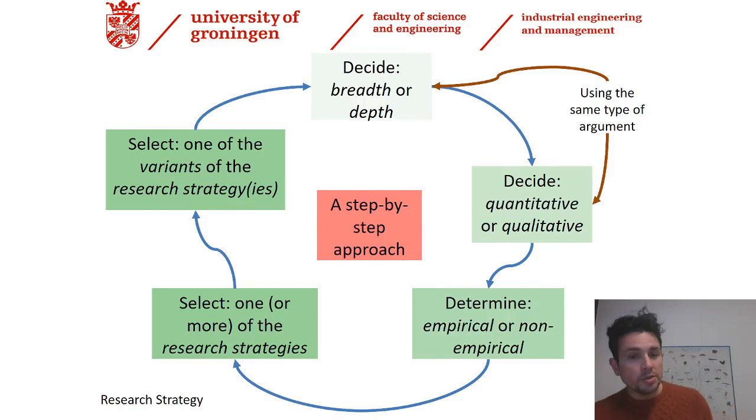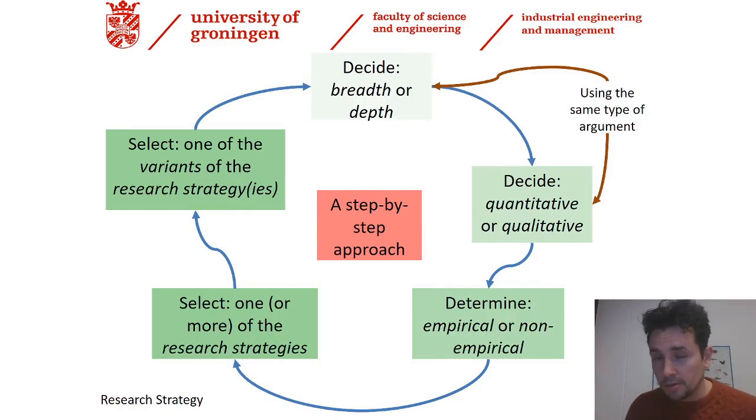Let's not forget the bigger picture. It's not only about deciding on the three main questions: breadth or depth, quantitative or qualitative, or empirical or non-empirical research. But also we should take into account that one or more strategies are suitable for our own specific research. And even then, we can always take different variants. Now it's an iterative process.